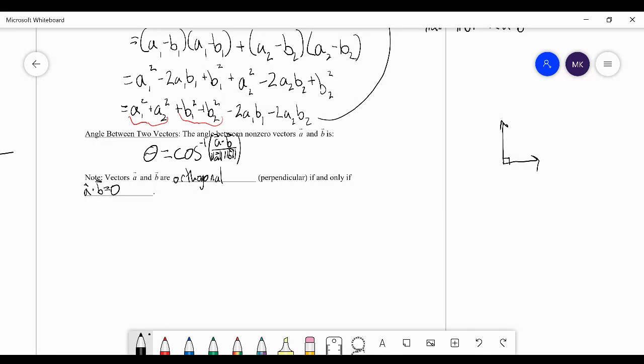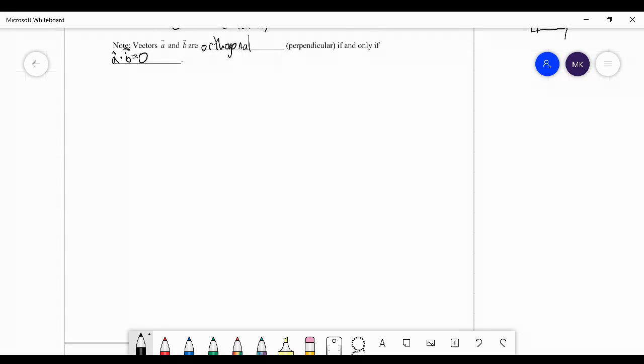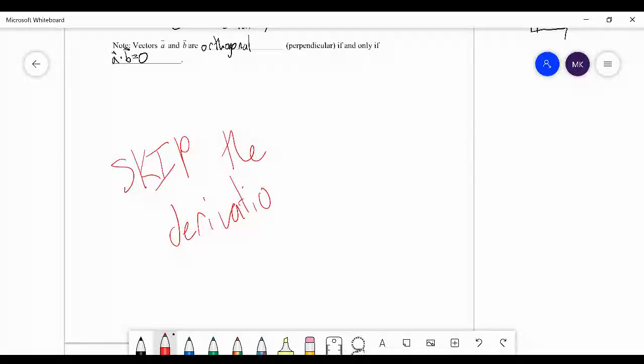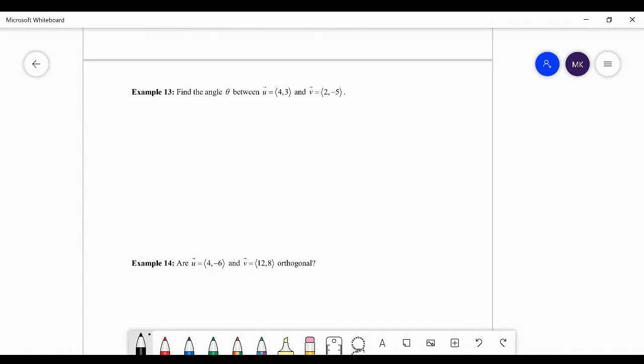Normally I would go through and prove this and derive this idea for you guys. And it uses the difference of vectors dot product, but I don't want to. The very simple reason is it's unnecessarily messy. So we're going to skip the derivation of this. Derivation is where it's derived from, where it comes from. Instead, let's just do an example.